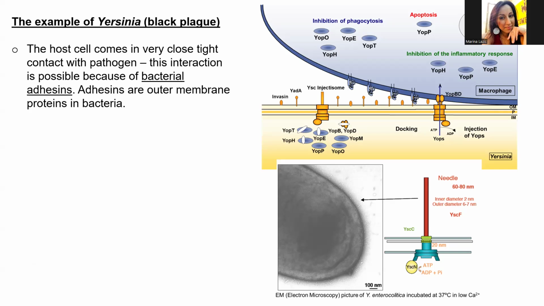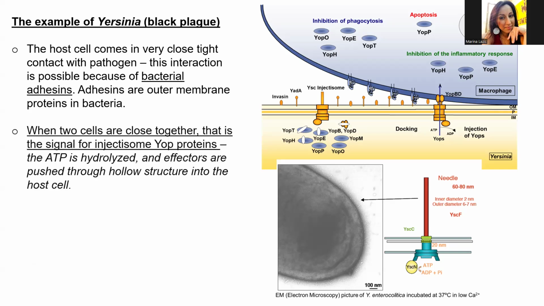So one of the first steps is to have pathogenic organisms coming into close association with the host cell, because adhesins have to be synthesized. Adhesins are outer membrane proteins from Yersinia, and they are secreted to help attachment to the host cell. Once adhesins are secreted and the two cells, host cell and pathogen cell, come together, that is a signal for Yop proteins, which are part of the injectisome.